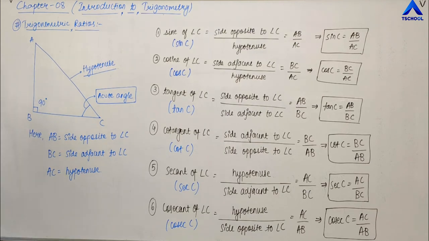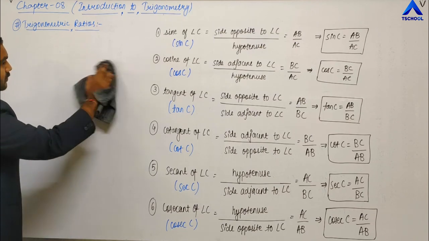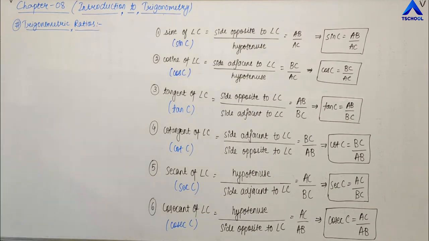So first of all, friends, I would like you to mention this down, and then I shall give you three different ratios that relate these to each other. Okay, so now let me erase this triangle here. Now, as we see here, these are the six different ratios that we have got.